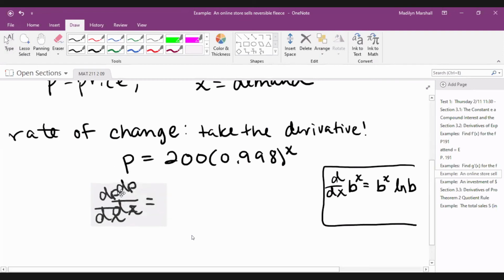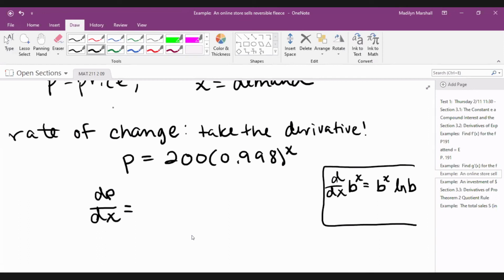So does that mean on this one again that 200 is just there on its own? Yes, exactly. So it'd be like 200 times 0.998 to the x. Yes, so that 200 is just multiplying in front of the exponential part.